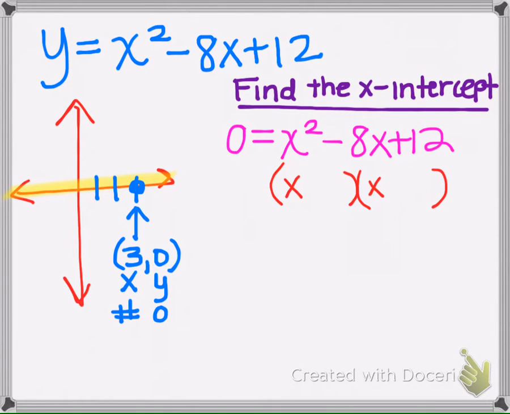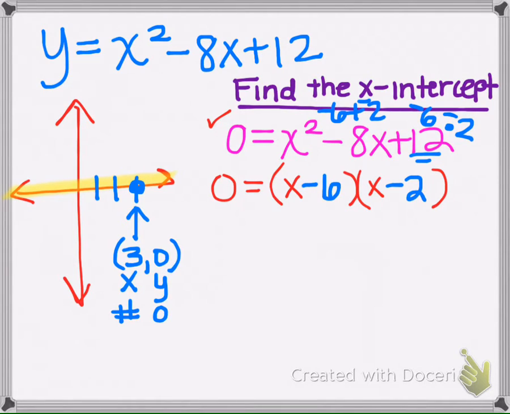Okay, so if I decide to use the factoring method, it has to equal 0, which it does, and then I need to think of two numbers that multiply to 12, but they have to add or subtract to 8. So 6 times 2 is 12, but 6 plus 2 is not 8. If I make them both negative, then they still multiply to 12, and then they're going to add to negative 8. So my numbers are negative 6 and negative 2.